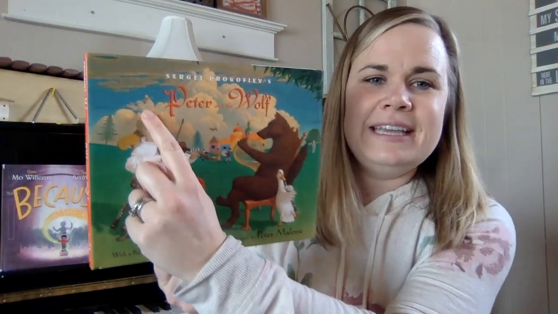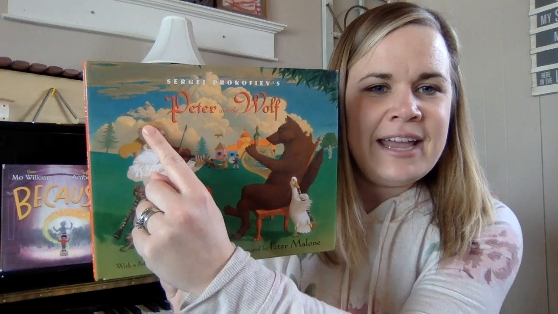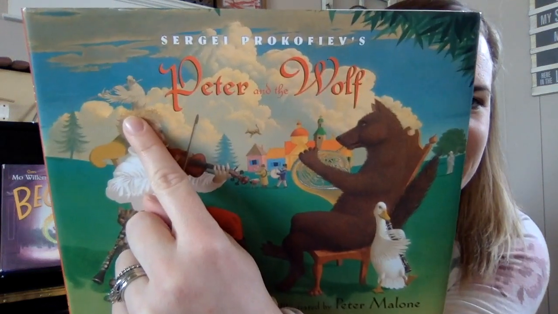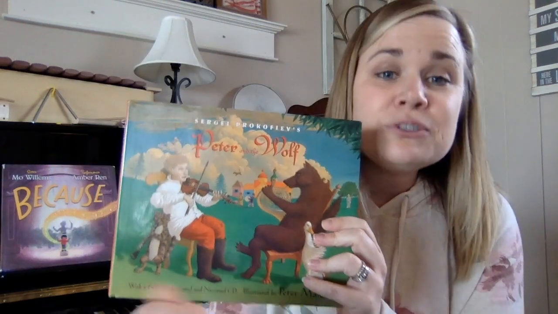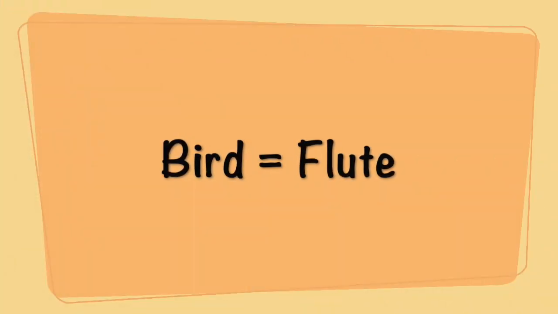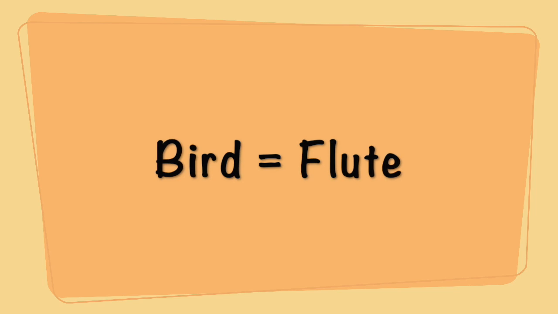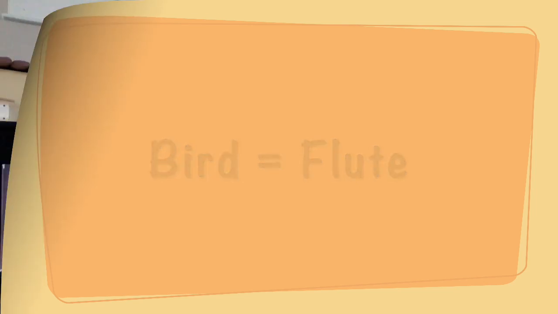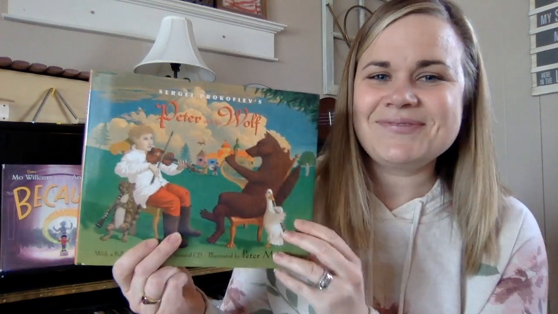The other instrument that's from the woodwind family is the bird sitting up here on Peter's head. I didn't even see him up there. The bird is played by the flute. Sounds just like a bird in the trees.